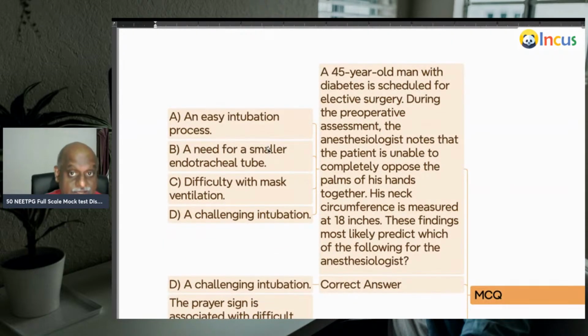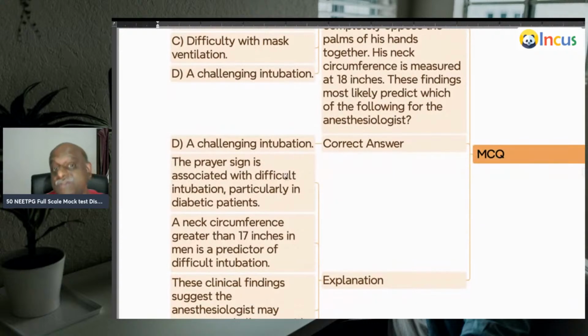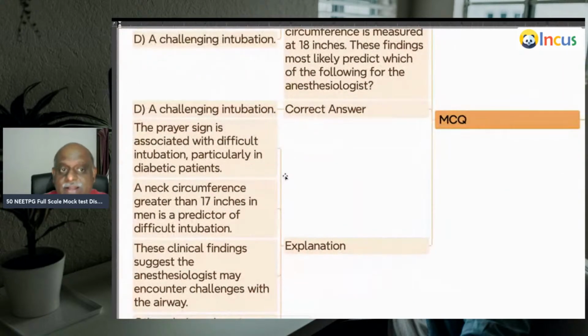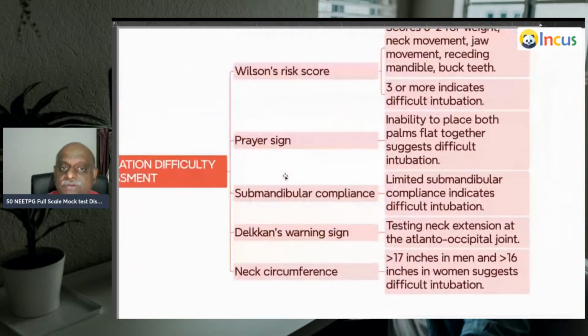A 45-year-old with diabetes, scheduled for elective surgery. Patient is unable to completely oppose the palms of his hands together. His neck circumference is measured at 18 inches. So what does it indicate? It's a challenging intubation. So what is that called? The prayer sign is associated with difficult intubation, particularly in diabetic patients.